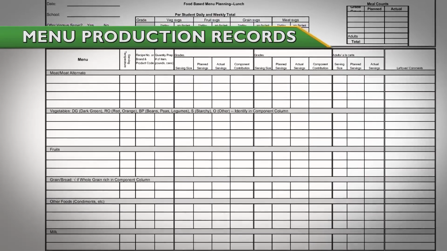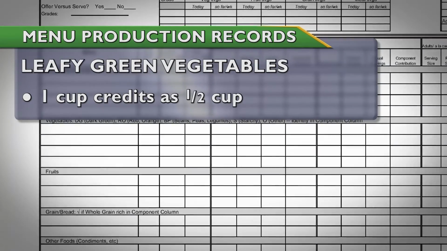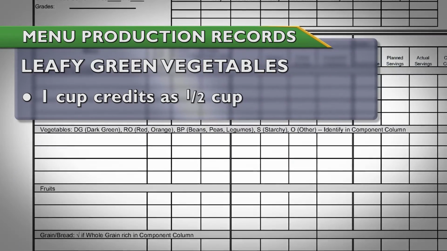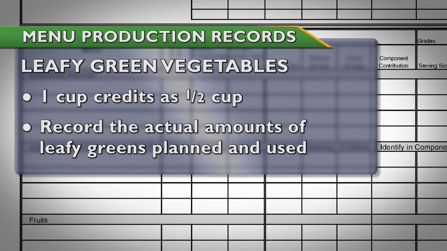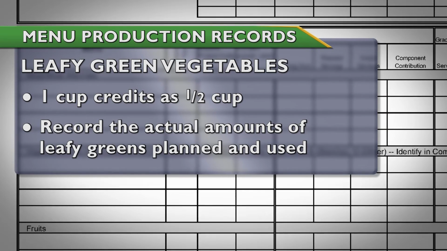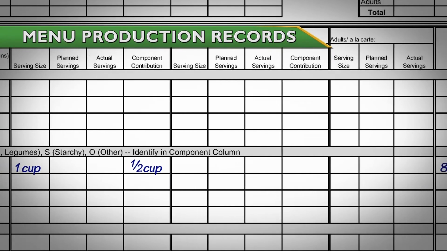This example shows the recording of weights and volumes on the production record. For leafy green vegetables, 1 cup of actual leafy greens credits as 1/2 cup of leafy greens for the meal pattern requirements. On the production record, you must record the total cup size of leafy greens that were planned and used. Record the actual amount that was planned and used. If 1 cup of romaine lettuce is served, record 1 cup under serving size and 1/2 cup dark greens under component contribution. This simplifies identification of the crediting amount and indicates the difference between the actual serving size and the crediting serving size of leafy greens.